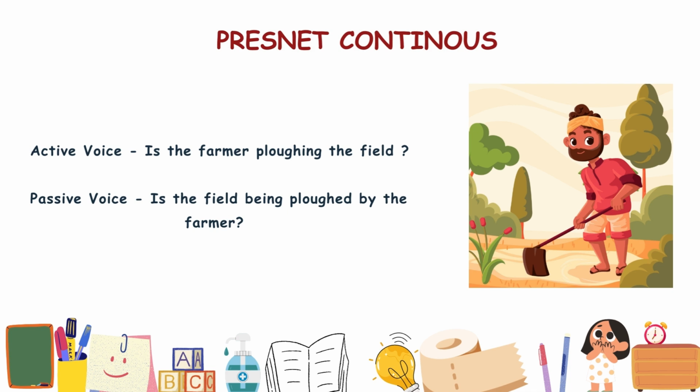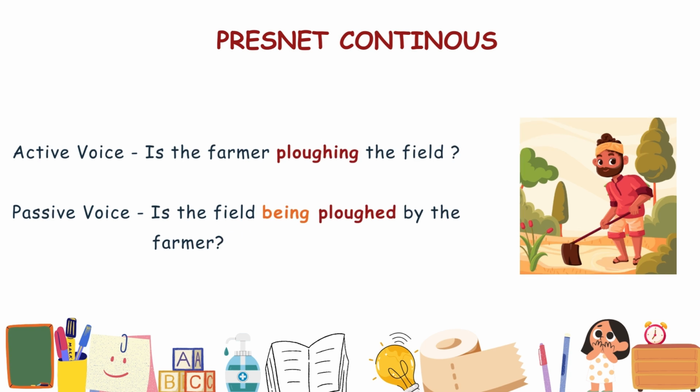Present continuous tense. Is the farmer plowing the field? Is an active voice. Is the field being plowed by the farmer? Is a passive voice. Here, auxiliary verb being is added and plowing is replaced by plowed.